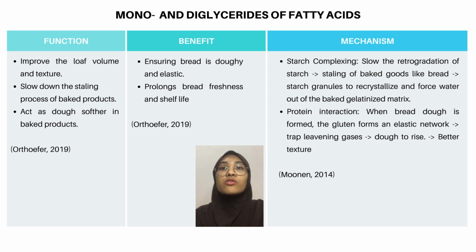And mono and diglyceride also have an effect on gluten protein in baked products. When bread dough is formed, the gluten forms an elastic network to trap leavening gases, which cause the dough to rise with better texture.